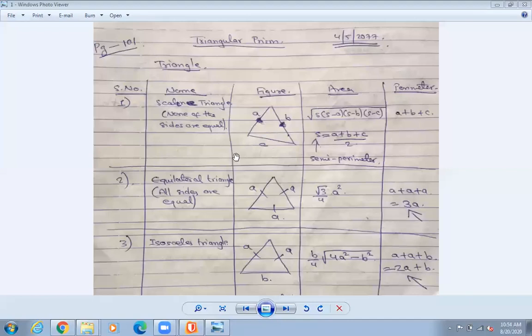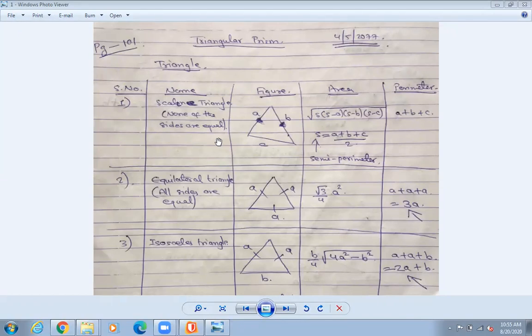So just make a triangle. This is A, B, C. You can write down A, B, C anywhere you like. Got it? So A, B, C in this way. And area: what is the formula of the scalene triangle? Scalene triangle means none of the sides are equal. Sides A, B, C are given, but none of the sides A, B, C are equal. One is 3 centimeter, next one is 4 centimeter, next one is 5 centimeter. In this way, if none of the sides are equal, then that is called the scalene triangle.